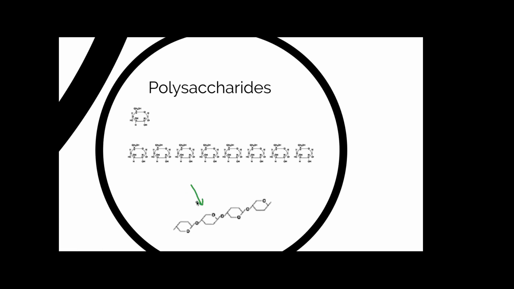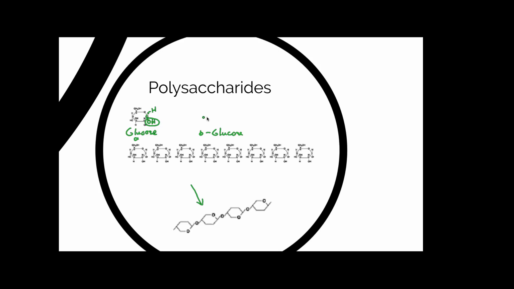Down below here, we also have a polysaccharide. Now one of the things you should know about glucose is that coming off carbon 1, we have a hydroxyl group, and then a hydrogen coming off here. There actually are 2 forms of glucose. One is called alpha glucose, and the other is beta glucose. The only difference between the two is the orientation of that functional group.